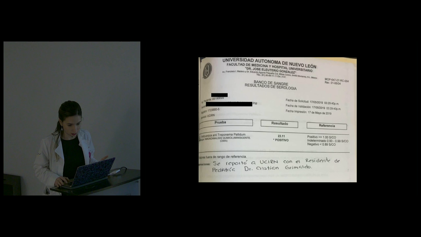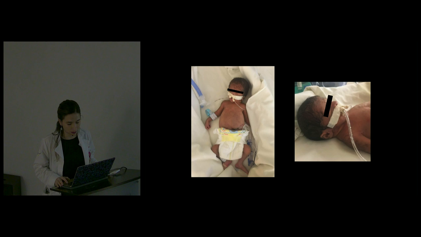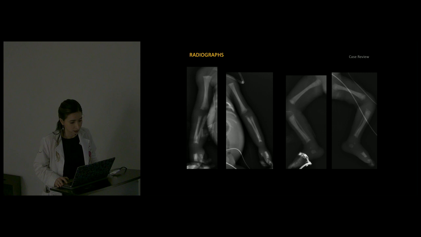This is our patient. The clinical features important to us are low-set ears, a short neck, and a large abdomen with hepatomegaly on clinical examination, and that's pretty much all. That same day, radiographs were performed.